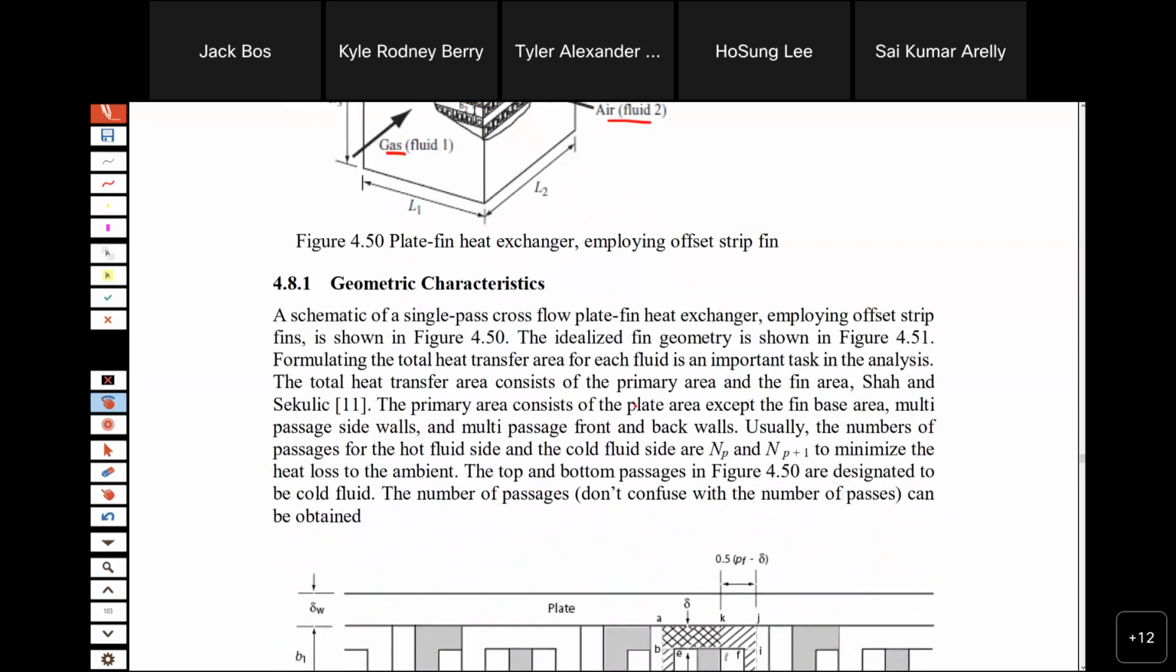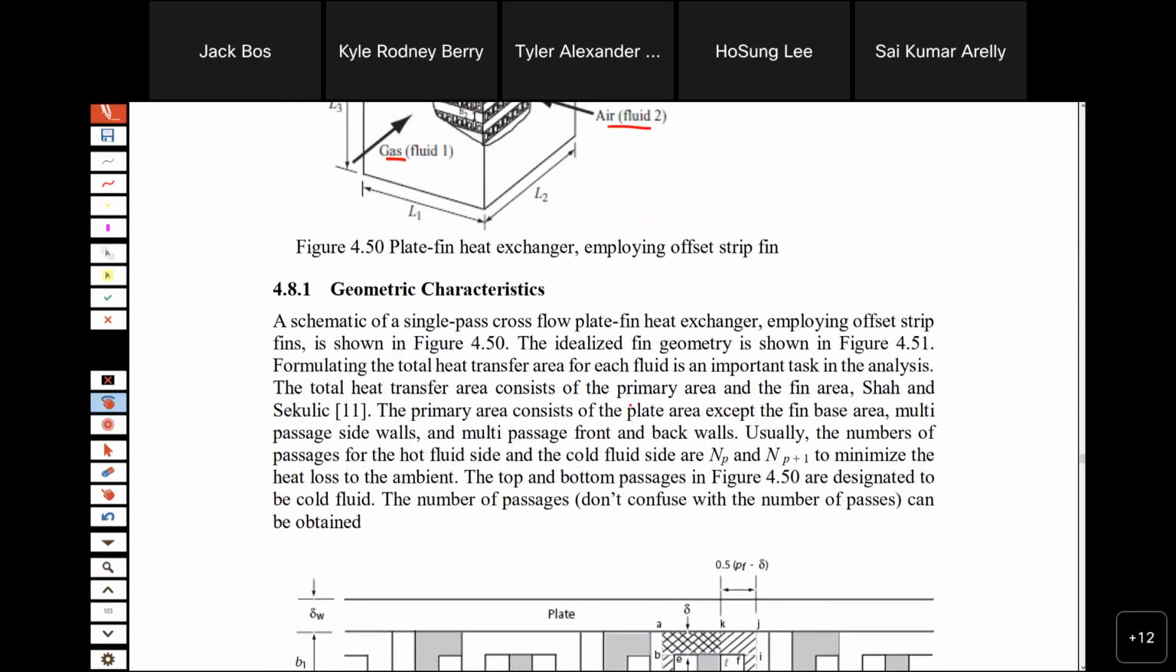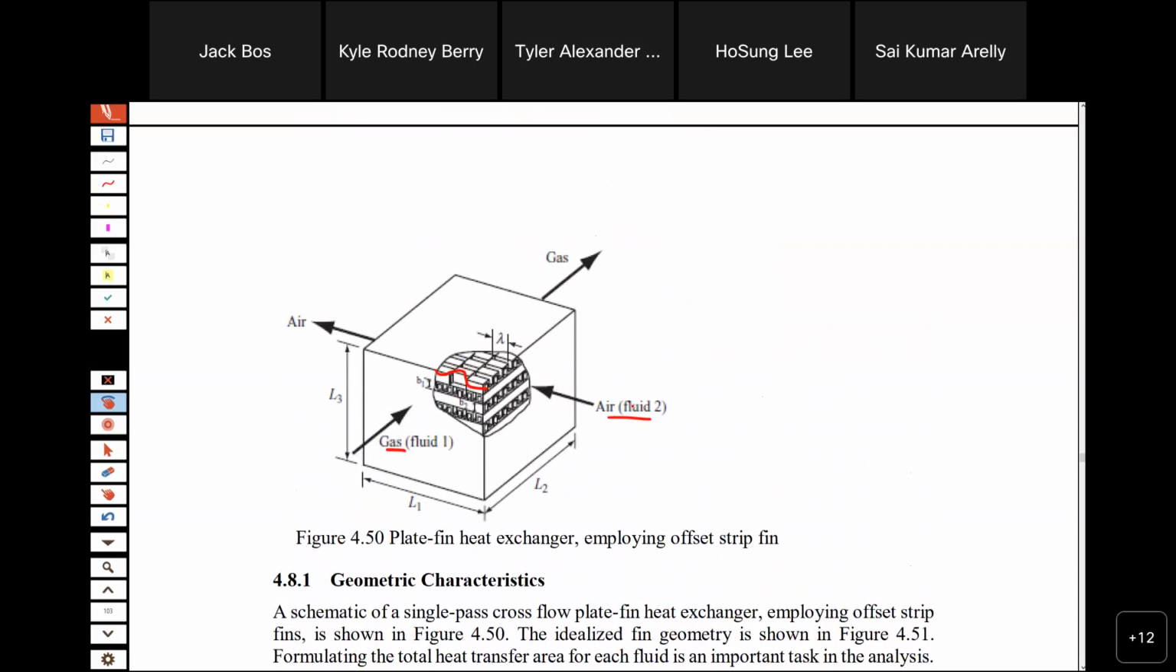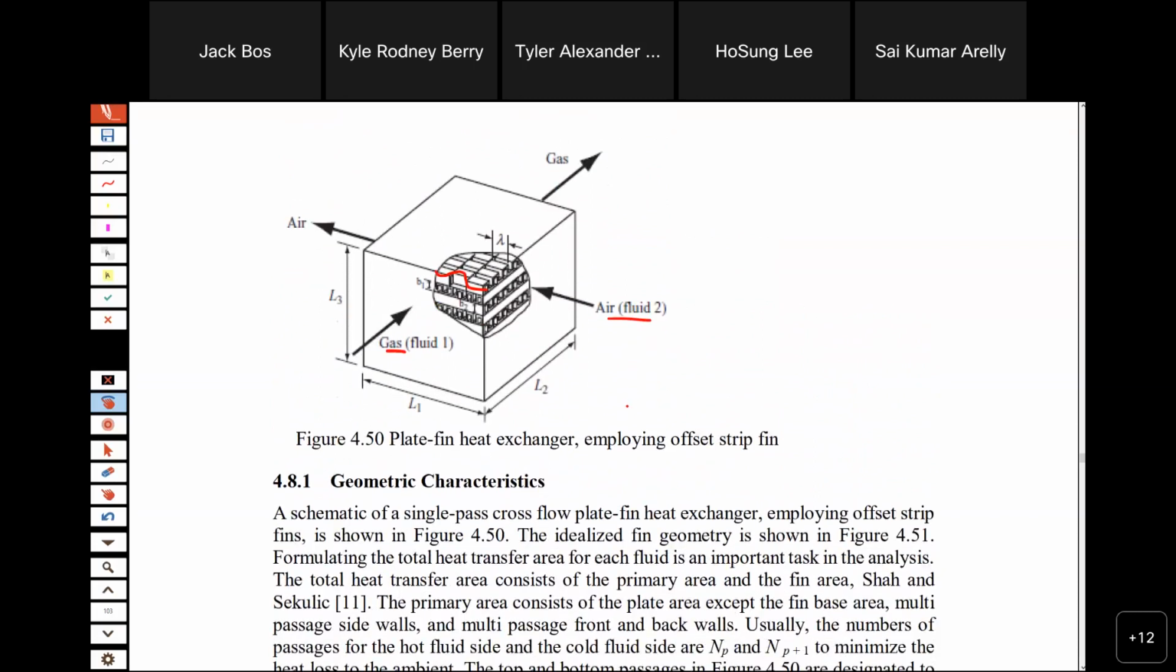So the government solicited research projects to improve the effectiveness many years ago. Many university research laboratories were looking at it, and they thought that this type, offset strip fins, is one of the best.